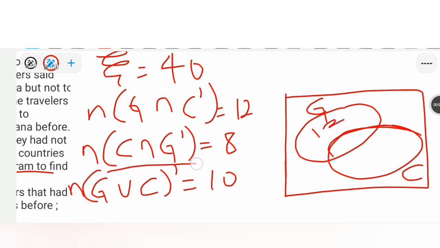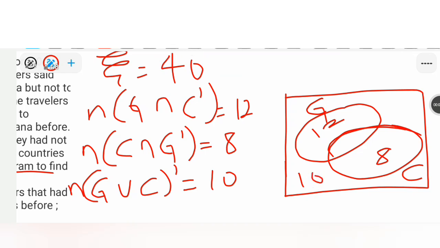And n(C intersection G prime). So G should not be involved. This is it here. This piece is 8. And we are told that 10 people are not involved, so that will be outside here.